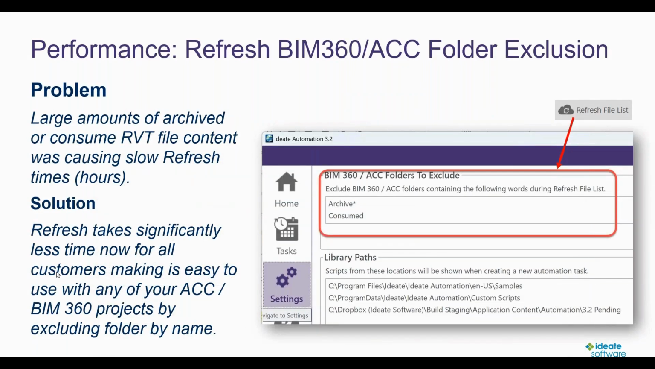We've also given you the option, again for performance issues, to help you improve the time it takes to refresh your files on BIM 360. You can choose to exclude certain folders that you don't want to refresh when you're performing the refresh, such as archive and consumed, for example, and obviously you can type in and add to this list as well, and create your own list of folders. If it's stuff you don't want to refresh, there's something we can add here to help you on that process.